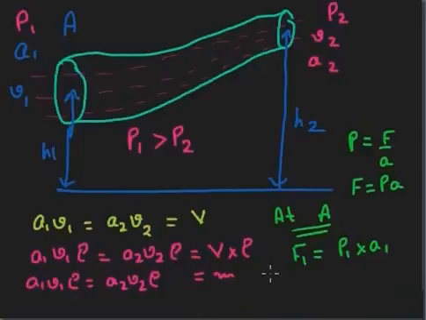Work done is equal to force into displacement. So I can write W1 is equal to F1, which means P1 into A1, into displacement x1. But for one second, velocity and distance are the same, so I can write it as V1. So ultimately my statement is P1 A1 into V1.